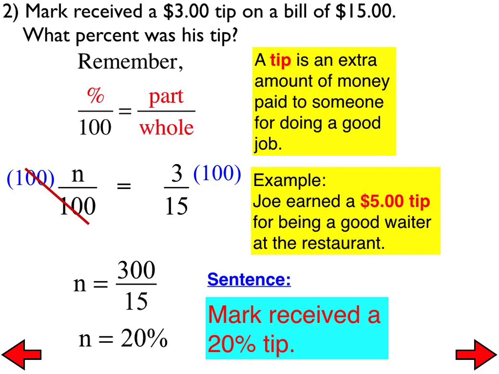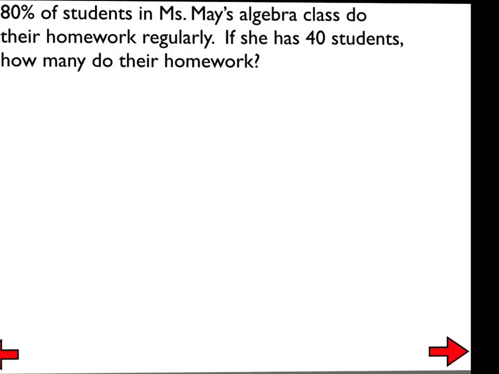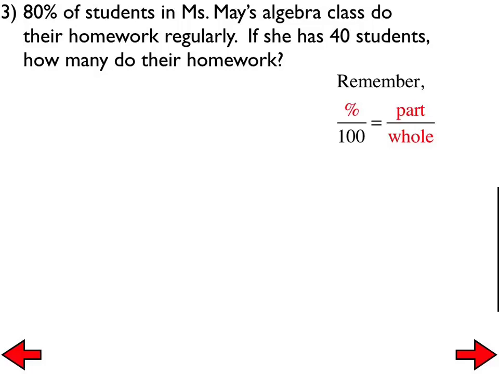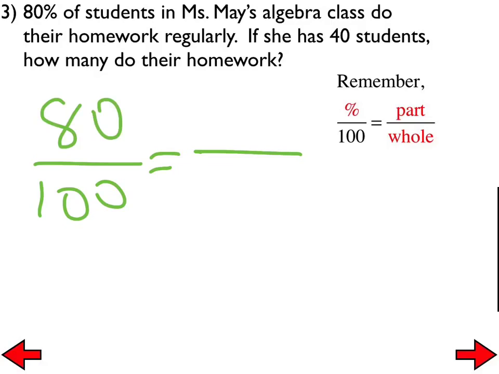Great. Let's look at number 3. 80% of the students in Ms. May's algebra class do their homework regularly. If she has 40 students, how many do their homework? So again, percent over 100 equals part over whole. In this word problem, do you see a percent anywhere? Yes. What is it? 80. It's 80, so that goes in the percent spot.